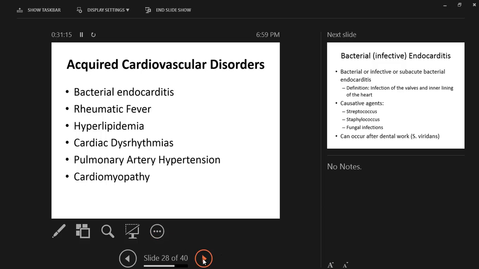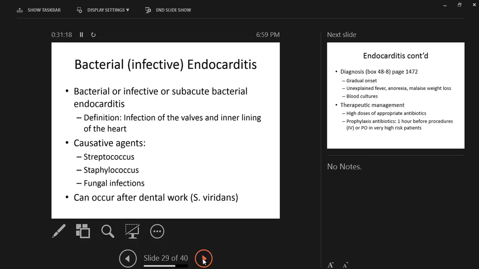As far as bacterial endocarditis, it can be called bacterial, infective, or subacute bacterial endocarditis, and this is any infection of the valves and inner lining of the heart. If there's any damage to valves, or if the child has some major cardiac complications or defects, that makes them more prone to it, and certainly if they've ever had any surgeries before. Causative agents are strep, staph, fungal infections, and even Candida.